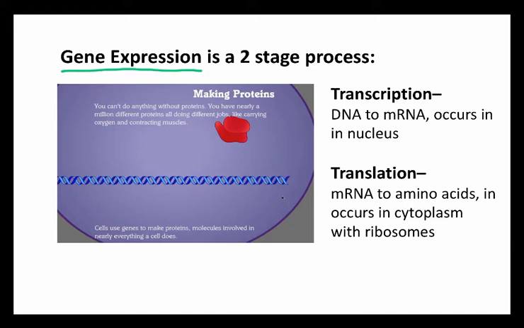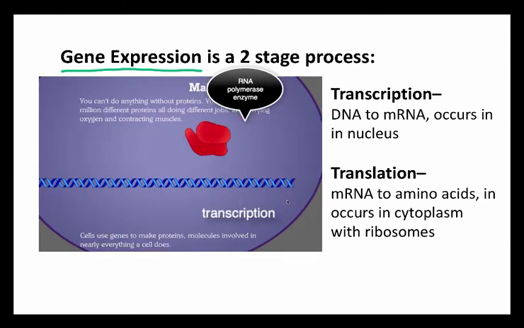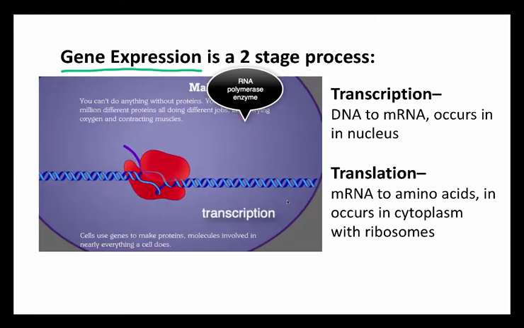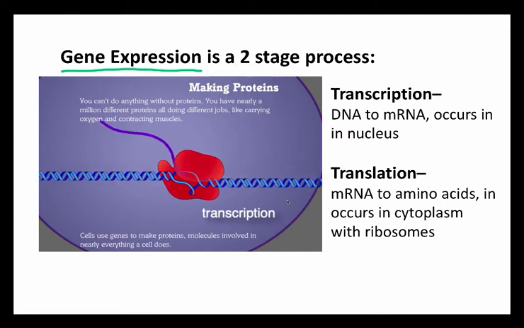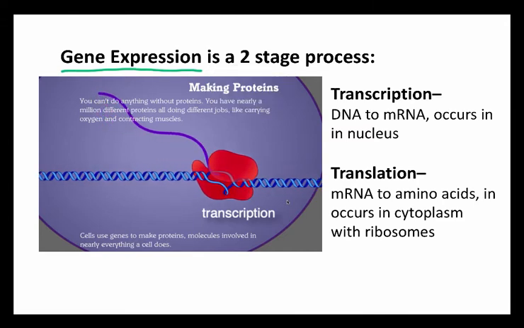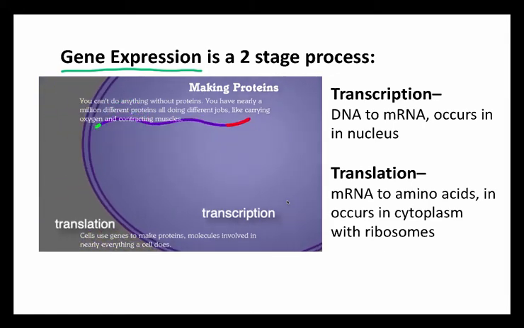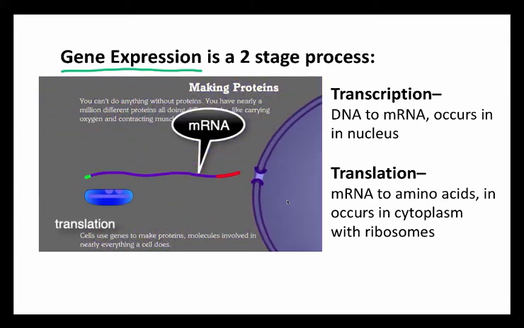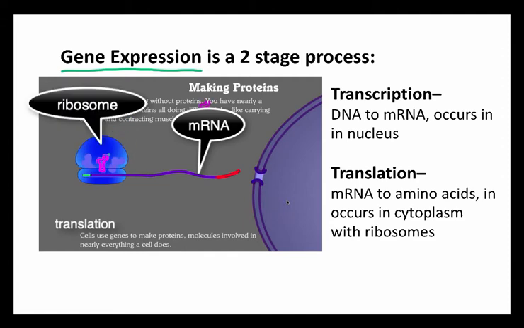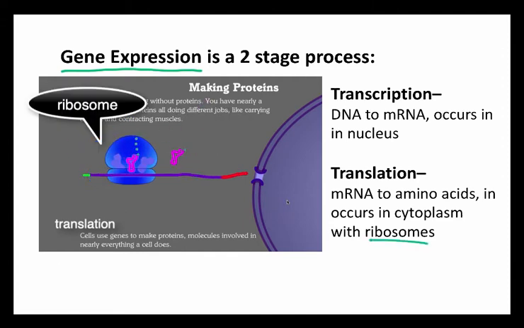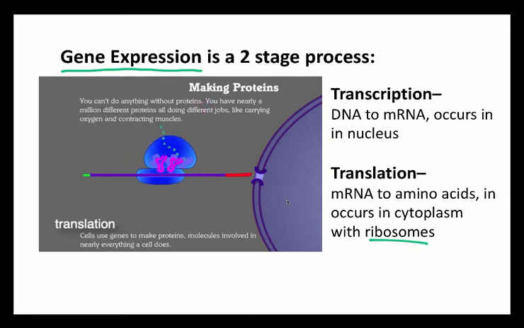And that's what this looped animation is showing you. So transcription, you're going from DNA to messenger RNA. It occurs in the nucleus. Translation occurs in the cytoplasm in consort with the ribosomes. And the information in the messenger RNA is translated into the language of amino acids.